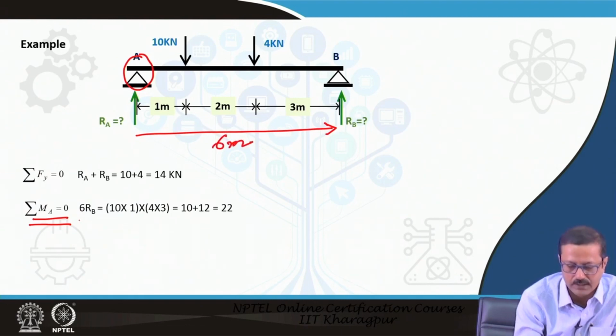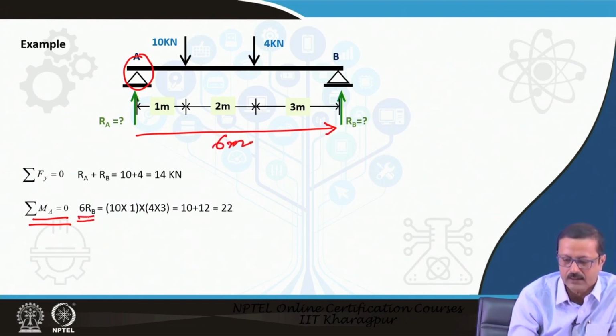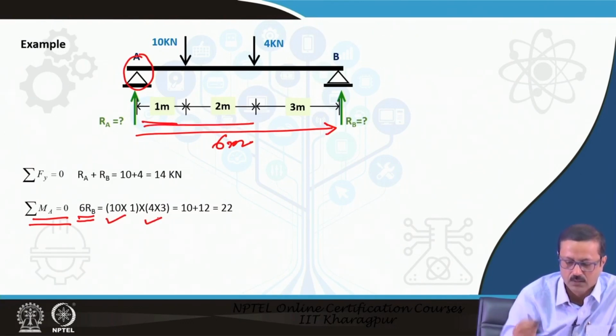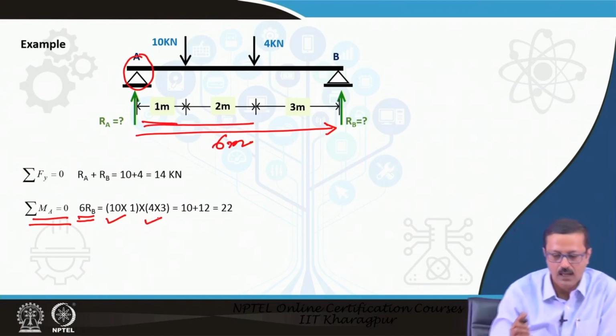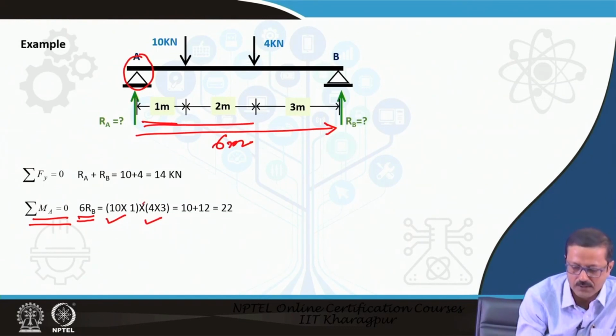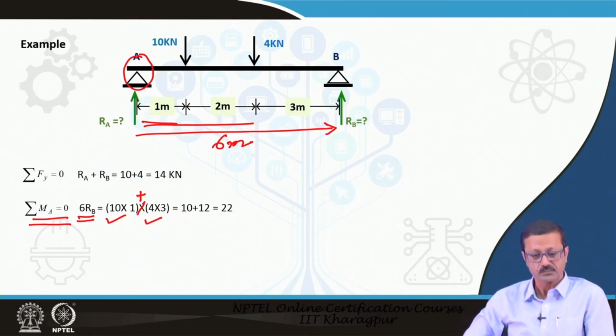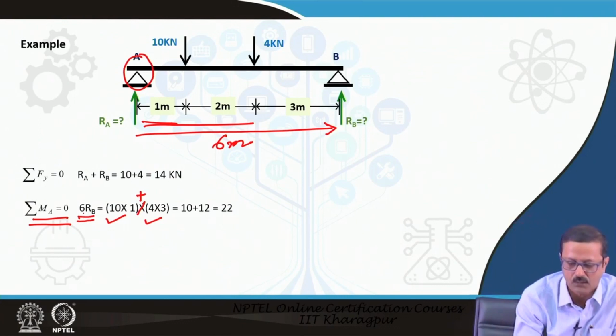So, the 6 into R B I have put, and then the other loads are 10 into 1 meter and 4 into 3 meter. These two are added. I am sorry, instead of this sign, these two should be added. If these two are added, then the total moment on one side is 6 into R B and on the other side is 10 plus 12, that is 22.